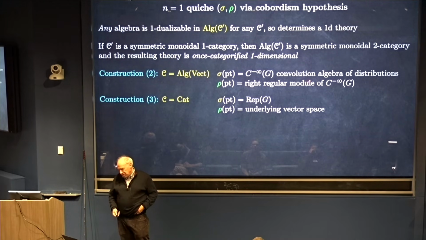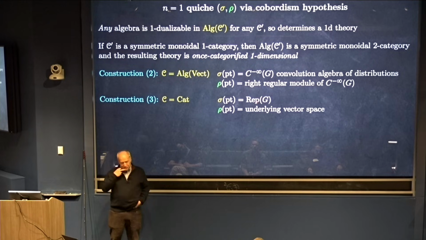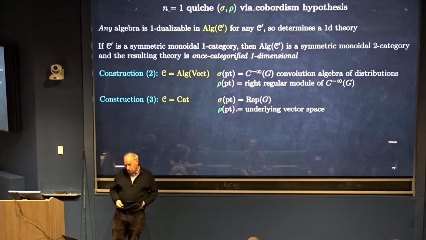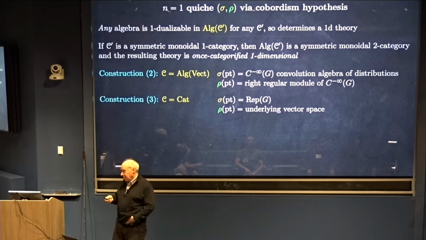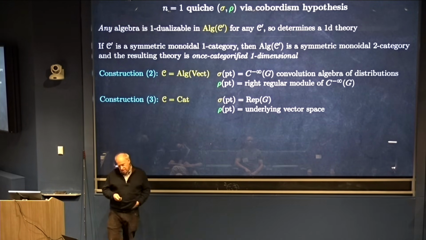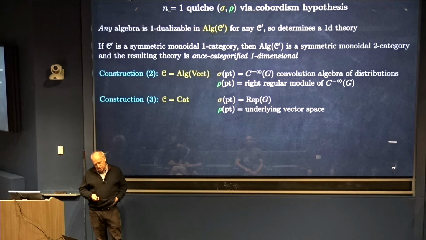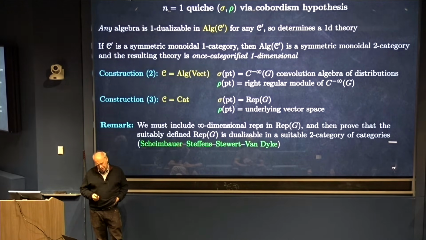On the other hand, we could do the dual construction, where we take the category of representations. Again, that's a nice semi-simple category, and rho is now the functor that gives us the underlying vector space, which again might be infinite dimensional, so we need a good category of infinite dimensional vector spaces.